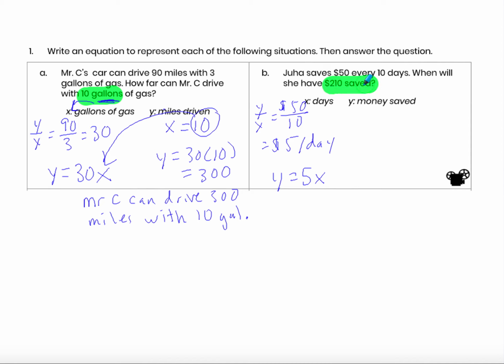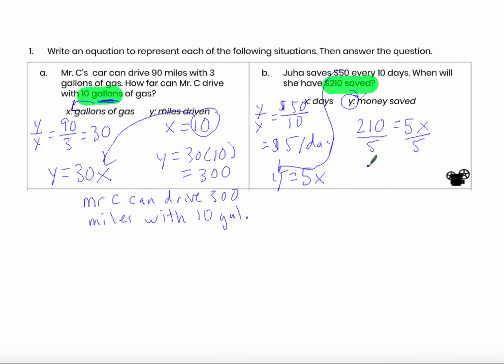Now that I have my equation, I need to think about what type of question I am being asked. So I look at my question. I'm given the information $210. Since my unit on what I'm given is dollars, that means I'm given my y value. So I'm going to plug in 210 for my y. So 210 equals 5x. I now have a one-step equation.